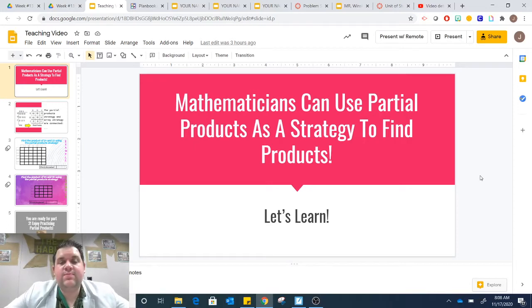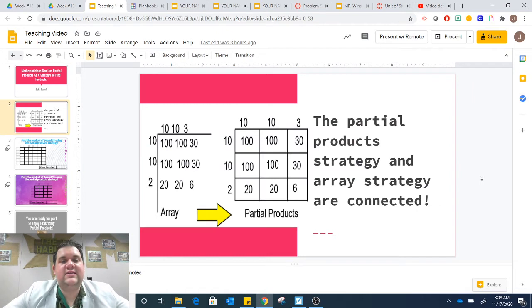Hey everyone, in this video we're going to talk about how we can find partial products and do some practice together. So, mathematicians can use partial products as a strategy to find products or answers to multiplication problems. So we're going to learn about this today.